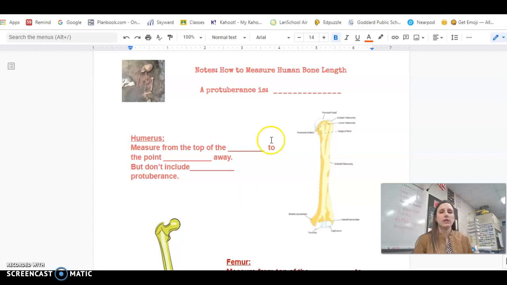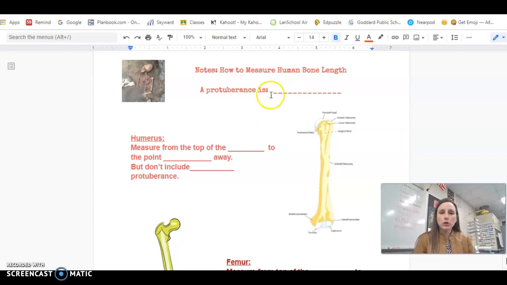So we're going to learn some new things, and I want you to write them down as I go. Have this note sheet out, how to measure human bone length. That should already be in Google Classroom for you to use. You're just going to type right into it as I go along. If you need to press pause, feel free to do that. Watch it as many times as you need to. I'll try to let you know, hey, here's where we're going to write something down.